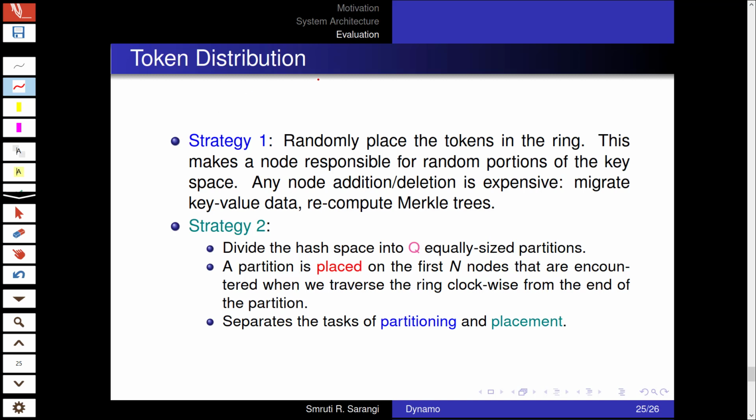So the last point that we need to discuss is that in our circular ring, for a physical node, there are multiple virtual positions. These are called tokens. So how do we place the tokens?